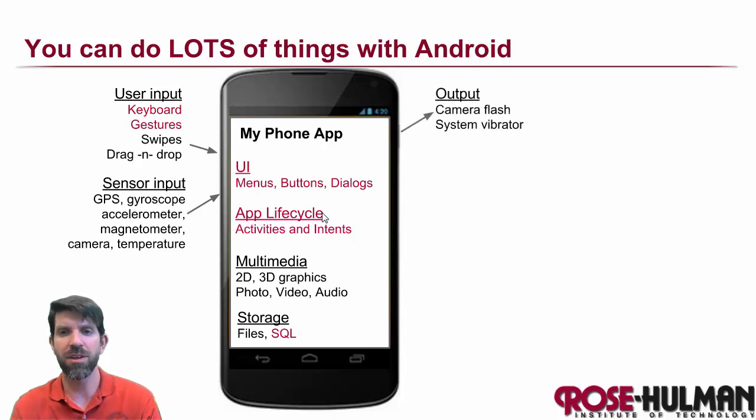Phones, it turns out, other than output, can't do that much. But you could turn on the flash in your camera. You could vibrate the system vibrator. Not too much more. So this is all within your app itself.